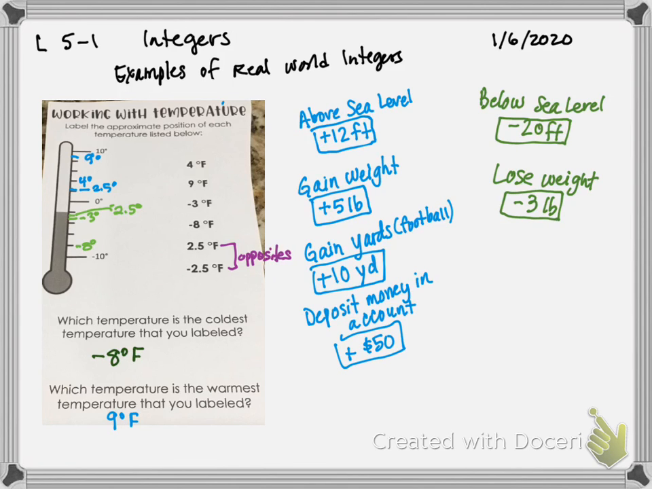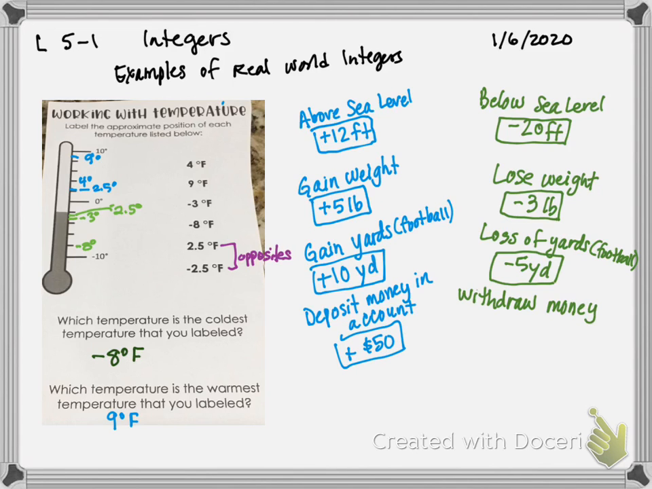Okay. You can lose yards. Let's say loss of yards. And again, we're talking football. So something like negative 5 yards. So let's say somebody gets tackled behind the line of scrimmage. That's a loss, okay? And then, sadly, after all of our Christmas spending, we have a lot of withdrawals taking place. So withdraw money from account. And that's going to be a negative $25. So you're taking $25 out of your account.